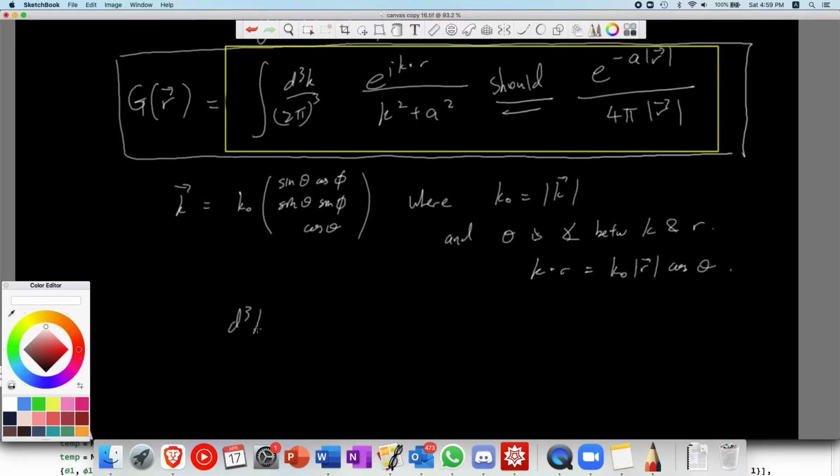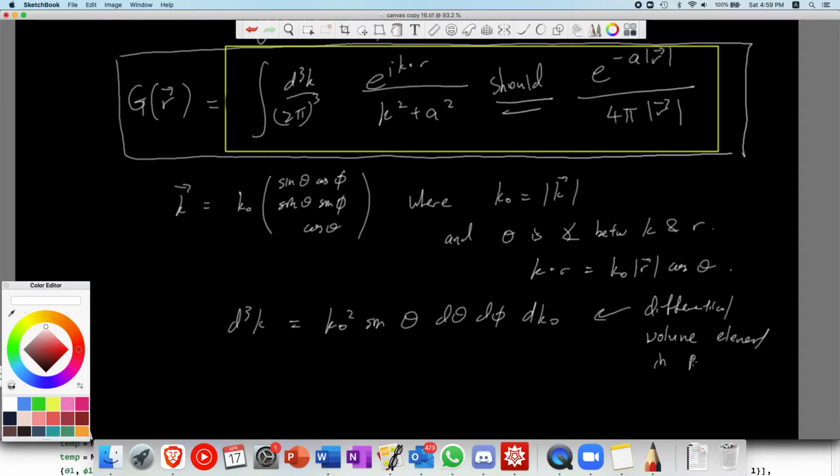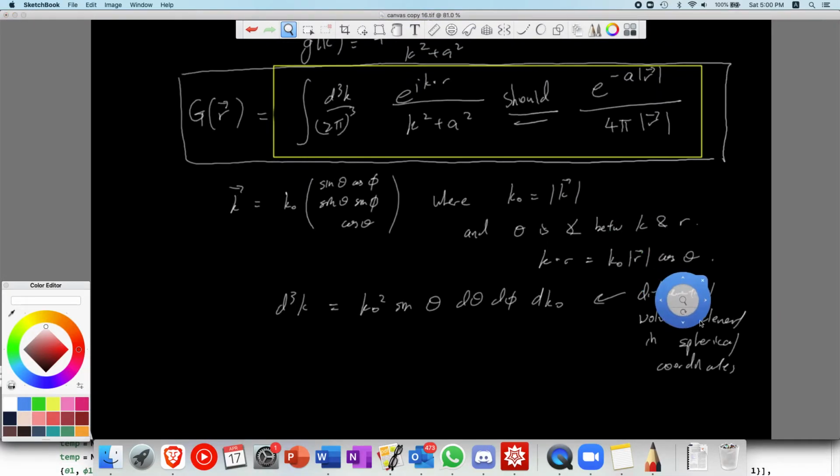So first thing we know is d3k equals k naught squared sine theta d theta d phi dk naught. This is just the differential volume element in spherical coordinates. So let's go ahead and convert this integral.